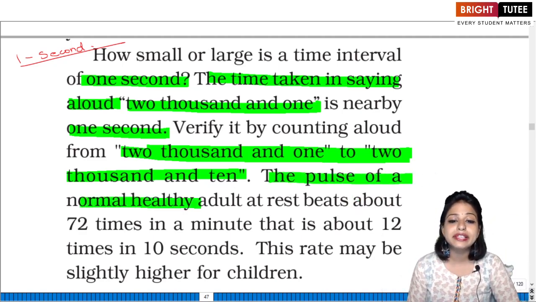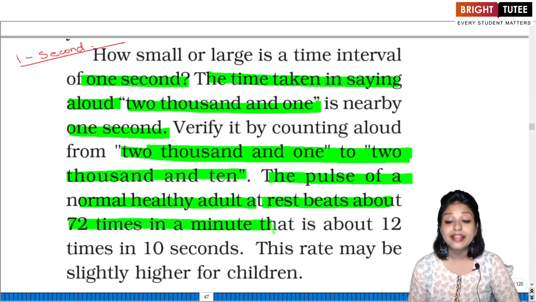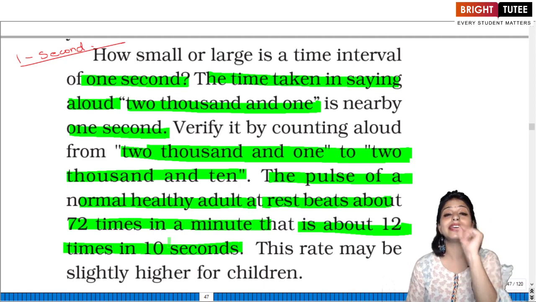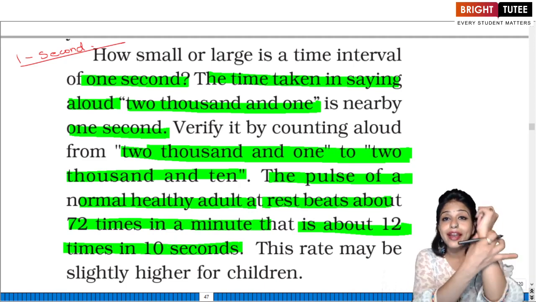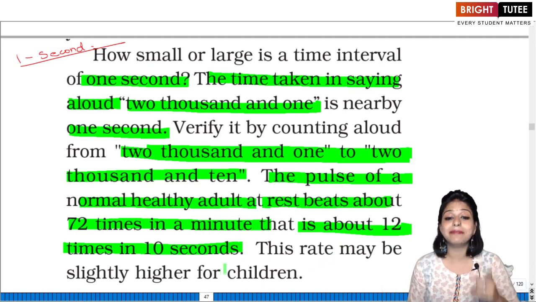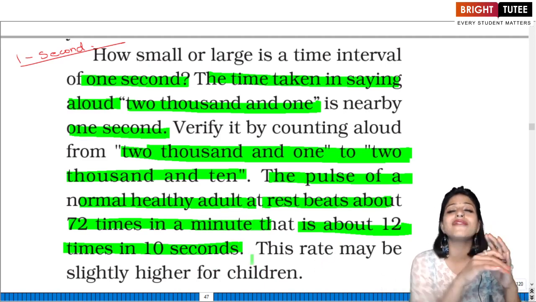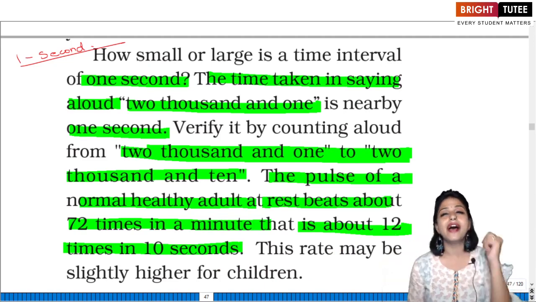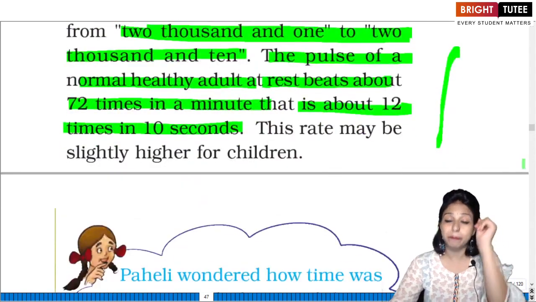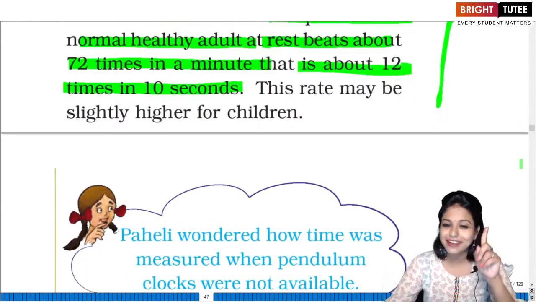Now the people who actually measure their pulses, they get to know that the pulse of a normal healthy adult at rest beats around 72 times in a minute. That is about 12 times in 10 seconds. So in a minute, if it is beating like 72 times, in 10 seconds it must beat around 12 times. This rate may be slightly higher for children. So there are various ways in which we can roughly tell how much 1 second is equal to. Right, people? We can tell this by looking at the pulse rate or saying 2001.